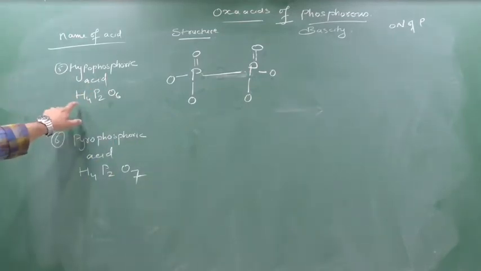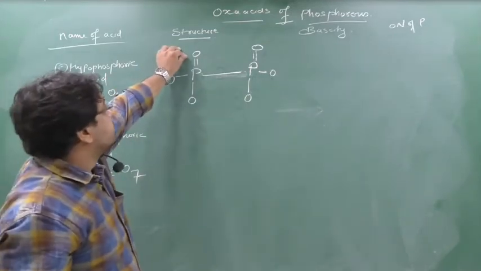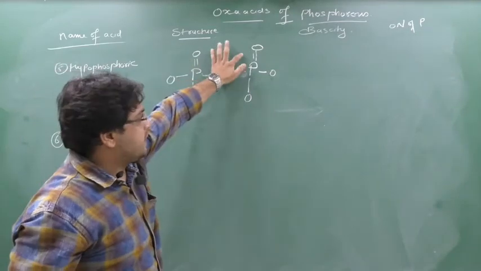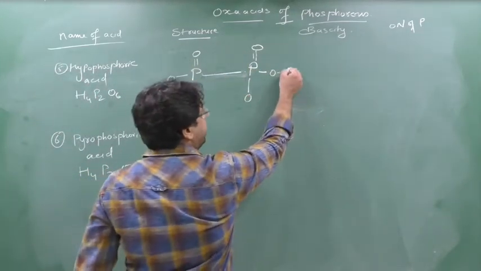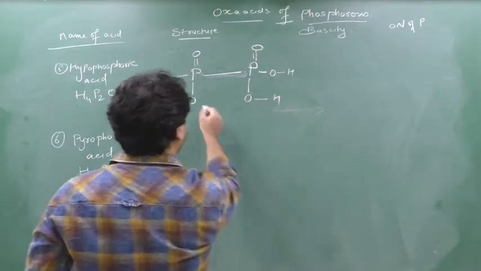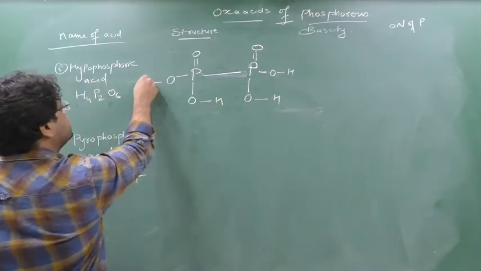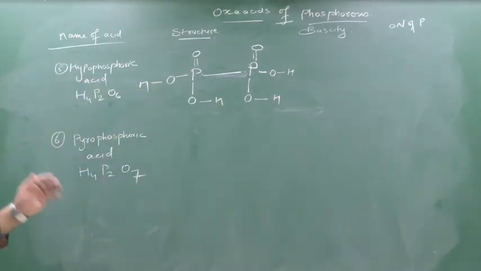Now how many hydrogen do I have? 4 hydrogen. See, here oxygen is having a double bond, satisfied, but here oxygen has a single bond. So who will satisfy? H will satisfy. Here also H will satisfy, here also H, and here H. So this is the structure of H4P2O6 hypophosphoric acid.